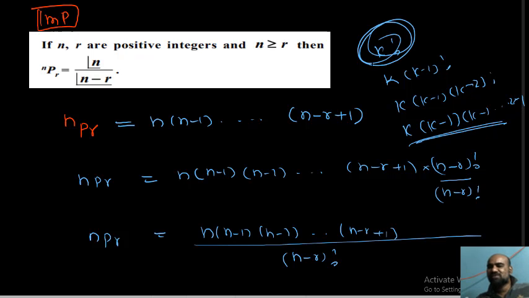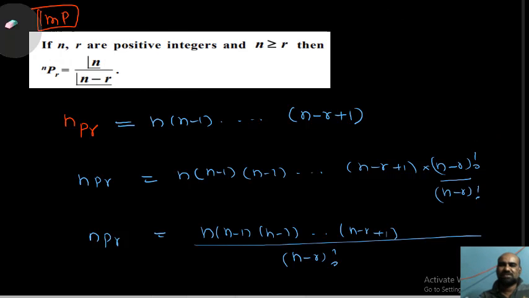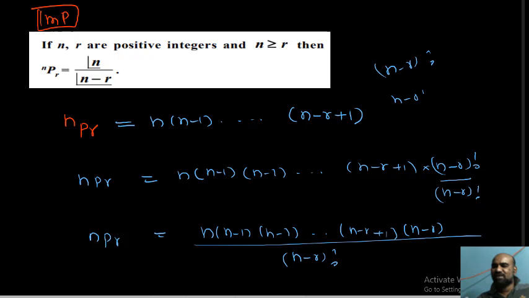K factorial means just the product of the first k consecutive natural numbers, 1 into 2 into so on up to k only. You write it in reverse, k into k minus 1 into k minus 2, so on up to 3 into 2 into 1 only. Okay, that one I want to use here. Students listen. Here n minus r factorial can be written as n minus r into n minus r minus 1 factorial.